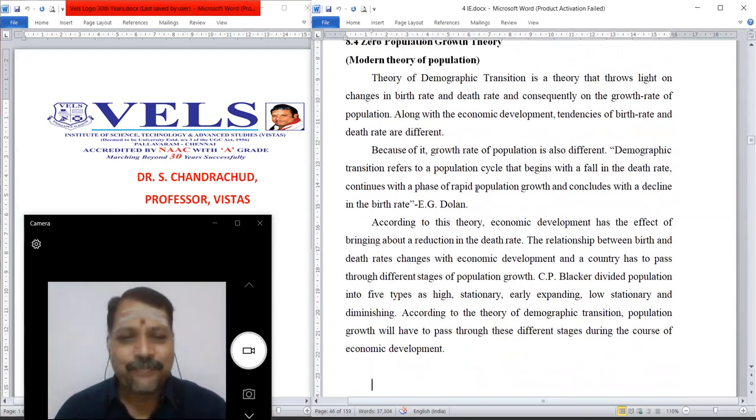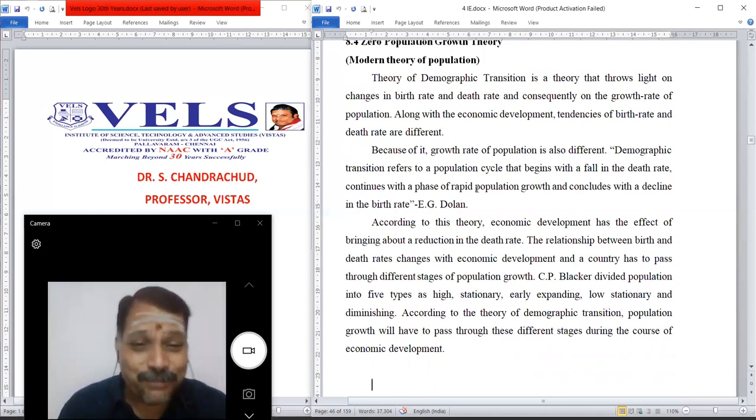According to this theory, economic development has the effect of bringing about a reduction of the death rate. The relationship between the birth and death rate changes with economic development, and the country has to pass through different stages of population growth. One more economist, C.P. Blacker, divided the population into 5 different types. What are the 5 types? High stationary, early expanding, late expanding, low stationary, and diminishing. We have categorized them into 5 categories. Who is that? C.P. Blacker.